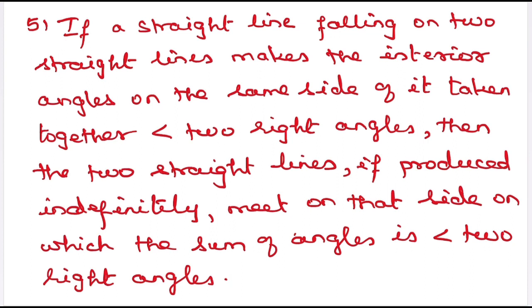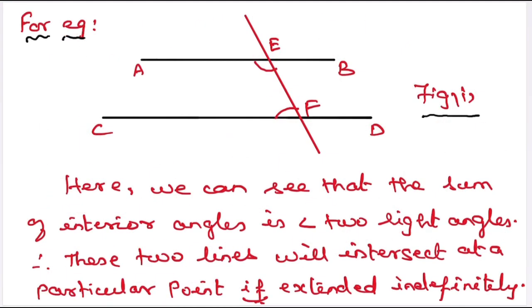Next fifth postulate, if a straight line falling on two straight lines makes the interior angles on the same side of it taken together is less than 2 right angles, then the two straight lines, if produced indefinitely, meet on that side on which the sum of the angles is less than 2 right angles. For example, in the figure 1, the line EF is intersecting the lines AB and CD. இப்போ இந்த 2 lines parallel இல்லையான்னு சொல்ல முடியுமா? இந்த மாதிரி கேசஸ்ல தான் யூக்ளிட்ஸ் 5th postulates சொல்லியிருக்காரு.